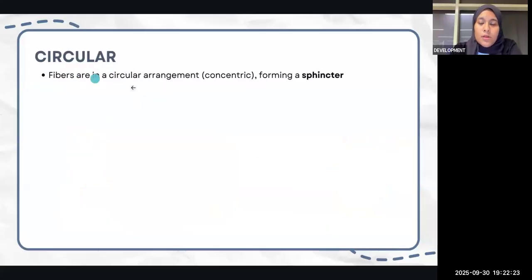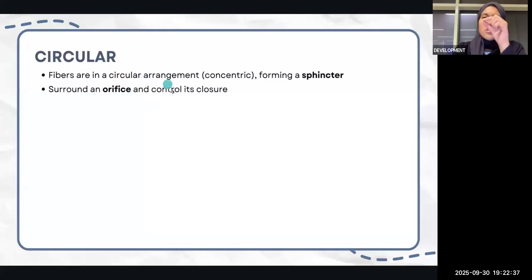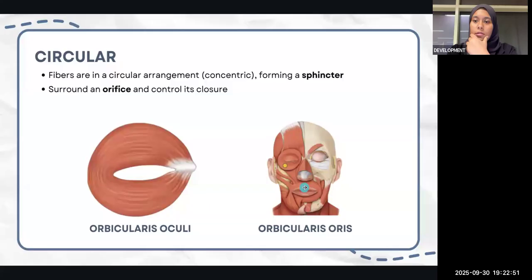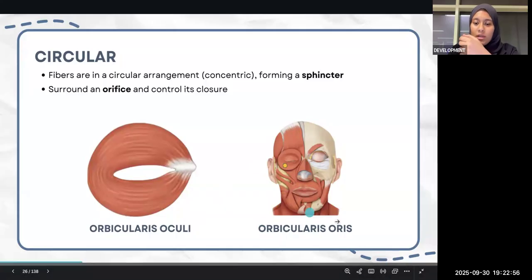Okay, circular muscles are basically fibers that are arranged in a circular arrangement to form a sphincter. A sphincter is something that opens and closes in your body to allow certain things to pass through. They surround an orifice, which is just an opening, and they control its closure. Like your orbicularis oculi, the muscle around your eye that allows your eye to open and close. And you also have your orbicularis oris, which is around your mouth and allows your mouth to open and close. What's really nice is that they both start with orbicularis, so you just have to memorize oculi and oris.